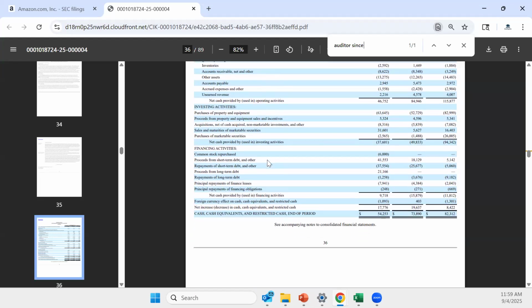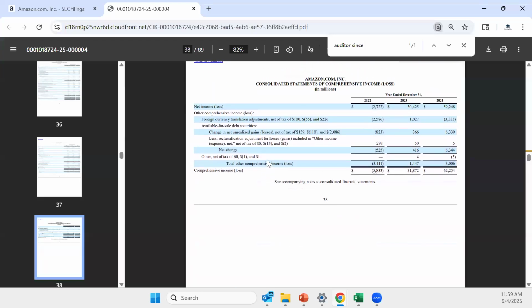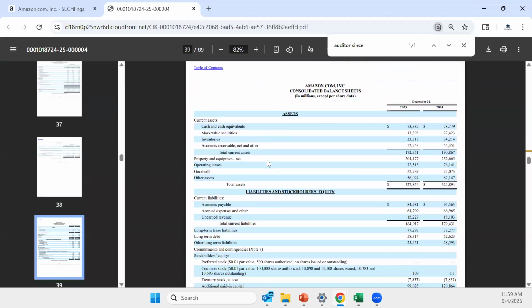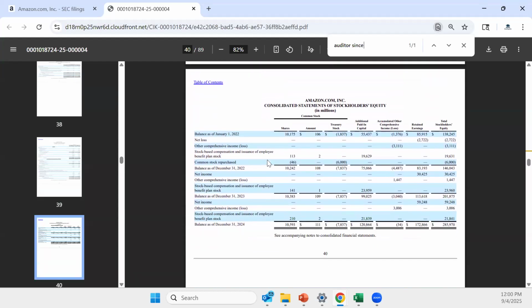And then we may as well look at the equity statement as well. They didn't have a lot of financing activities, so there's not going to be a lot on the statement of equity. The stuff that happened in 2024, which is the most recent full year, would be in the bottom section because they display it, going from top to bottom, 2022, 2023, 2024.